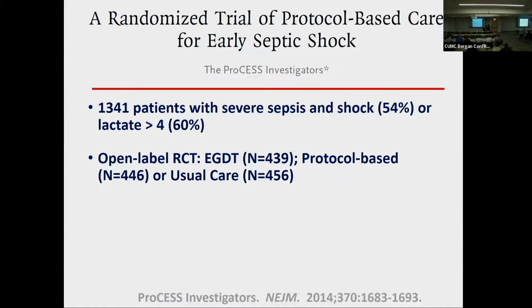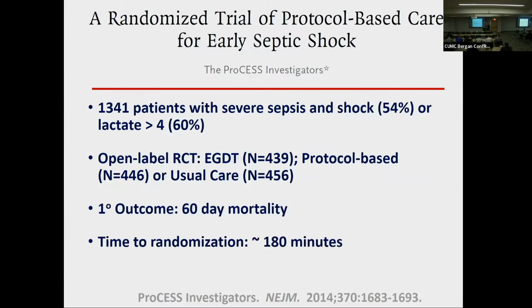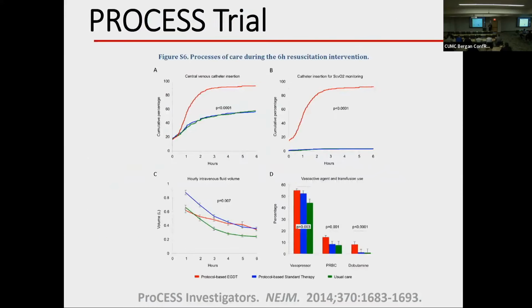But they tried to use this and see, do we all need to buy this special catheter? This was open label. About 1,300 patients, same inclusion criteria, 60-day mortality was the primary outcome. And here's what happened. Top left is, did you get the special catheter? It occurred in the arm that was randomized to the special catheter. It did not occur in the other two arms, which was protocolized fluid management. And then the third arm was wild type. Doctors, or practitioners, got to do what they wanted.